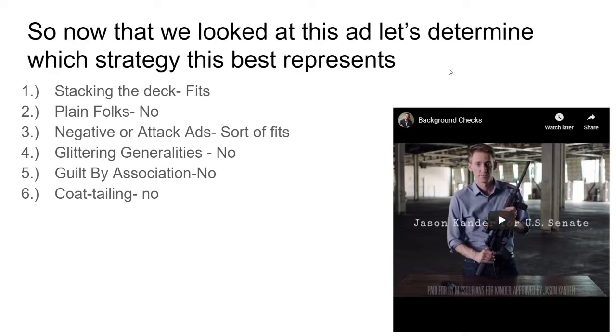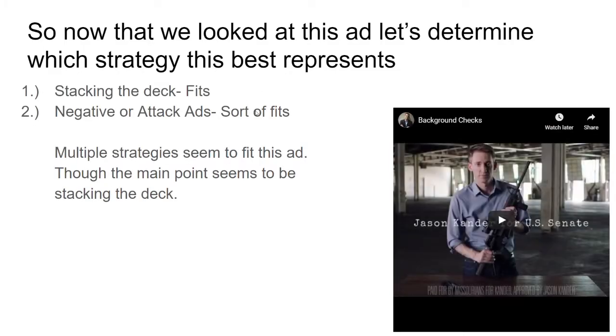So he's not saying, hey, my opponent's the worst person ever, how dare he? Instead, he's saying, yeah, do what I can do. How dare you question my record, right? And so the next part of that sheet had us determining what the main strategy was. Luckily, this is nice and simple. Stacking the deck is the main strategy. Negative or attack ad gets sort of fit, but we're sticking with stacking the deck.